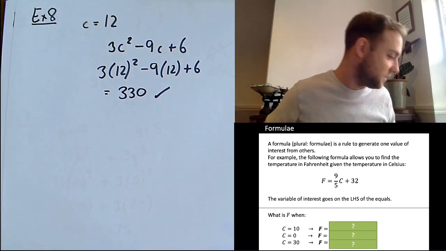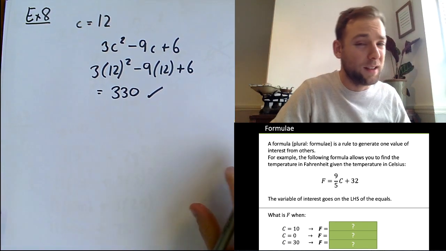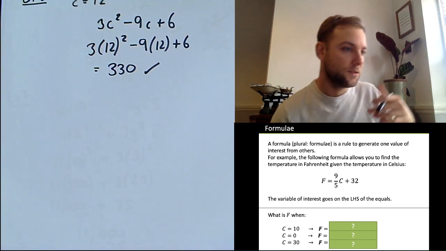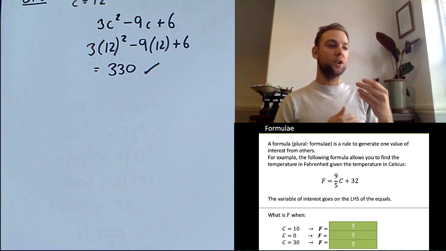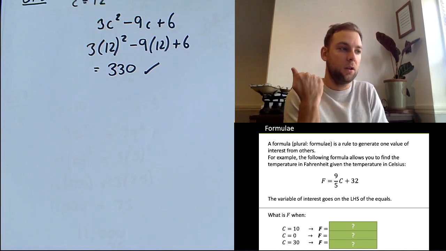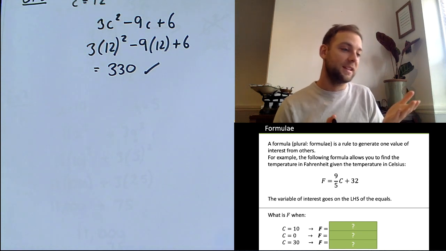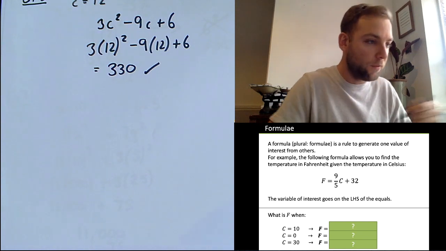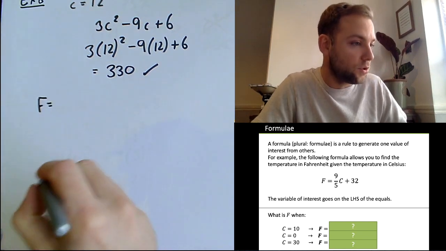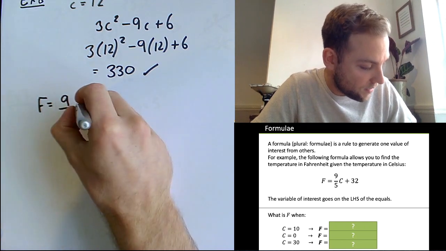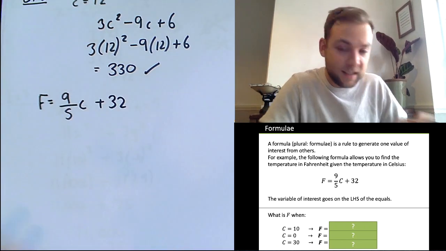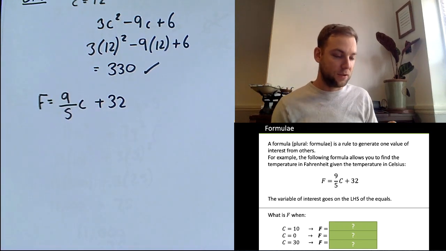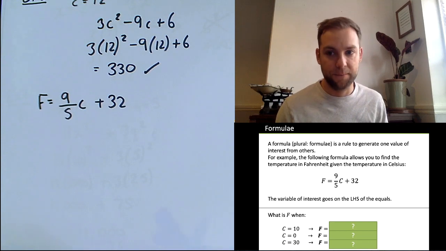So we've got one more question, which is formula. Now, to be honest, I think we should fly through this. I'm going to use my calculators. Formulas are a rule to generate one value of interest from another. So, for example, in this case here, we're working out the Fahrenheit if we know the temperature in Celsius. So here we've got F is equal to 9 over 5c plus 32. Now this isn't any different. Just because it's wordy, just because you've got this 9 over 5, it doesn't mean it's any different. So don't panic about that.